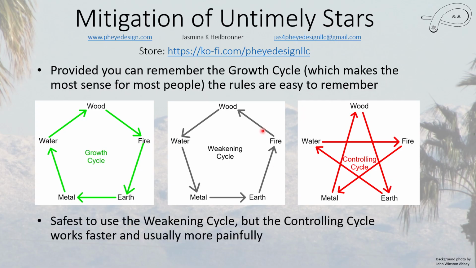Again, the safest way is to use the weakening cycle, but the controlling cycle works a lot faster, and it's usually more abrupt, often a little more painful. And usually it's more painful on one side of the interchange, let's say, than the other.